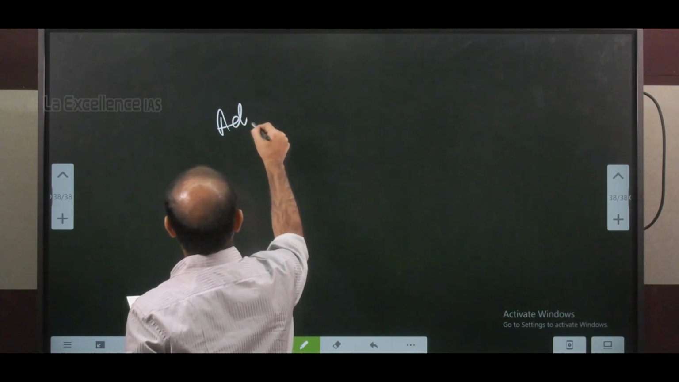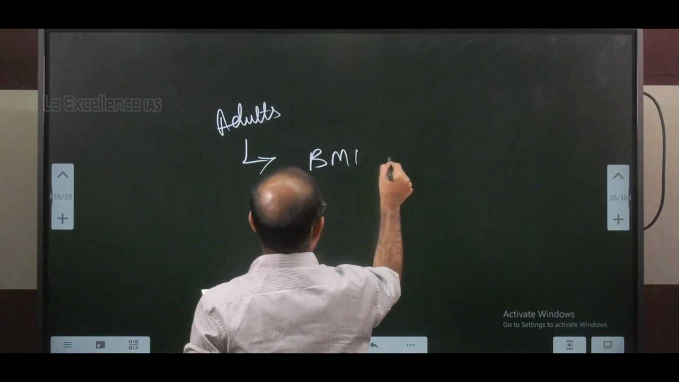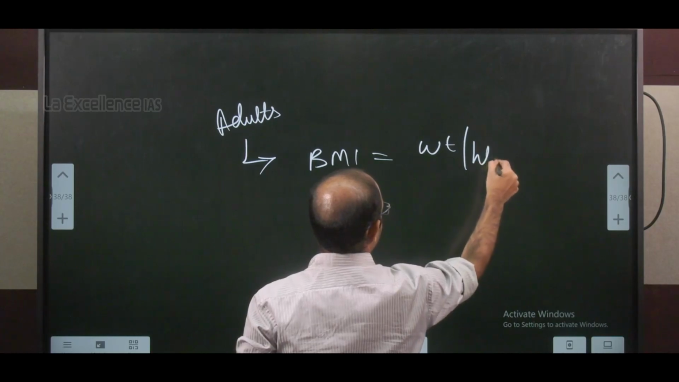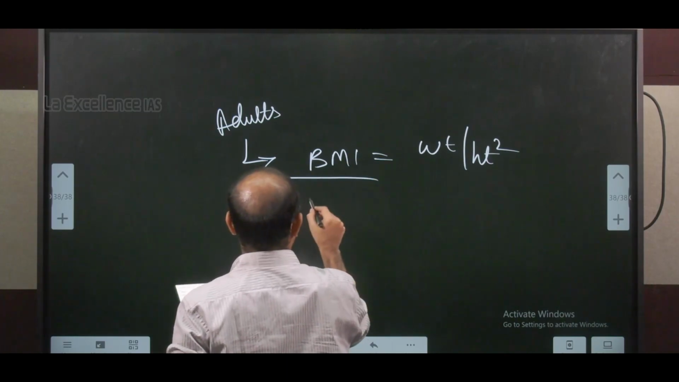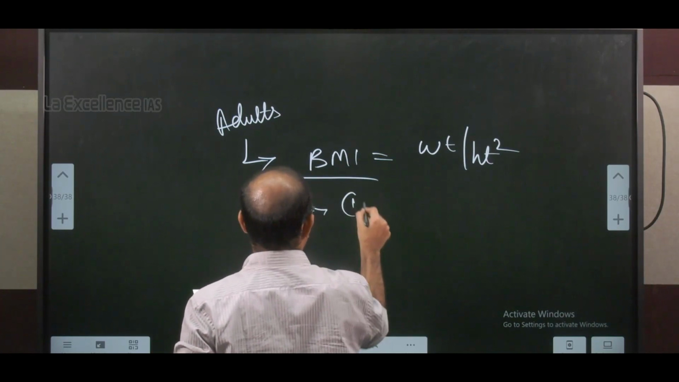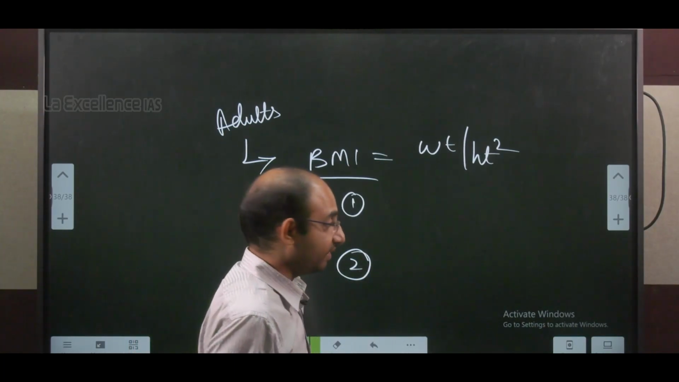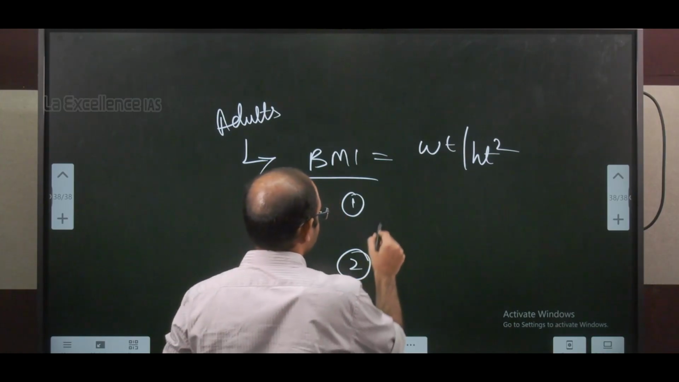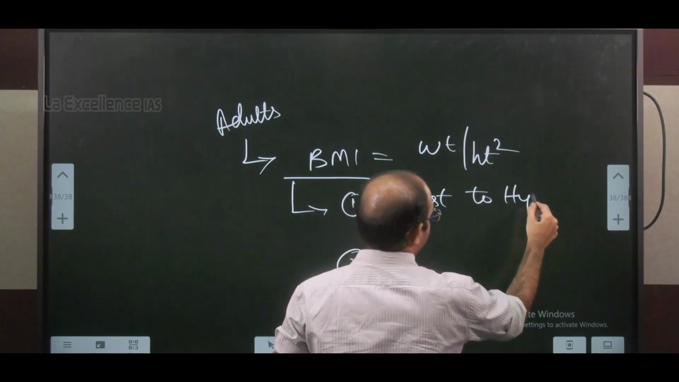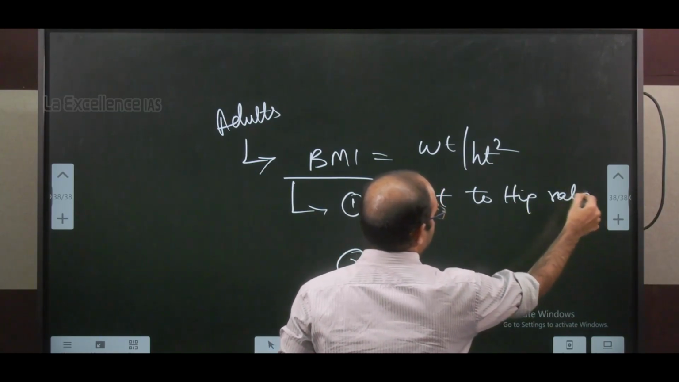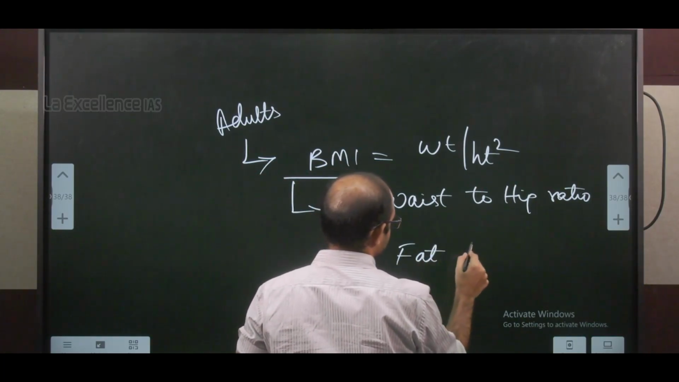For adults, we use BMI. BMI is equal to weight by height squared. That's it. And BMI alone is not sufficient, because BMI does not tell us if somebody is fat or overweight. It does not tell us why that person is fat or overweight. So to get those things, we use something called waist to hip ratio, and we can also use fat folds at biceps or triceps.